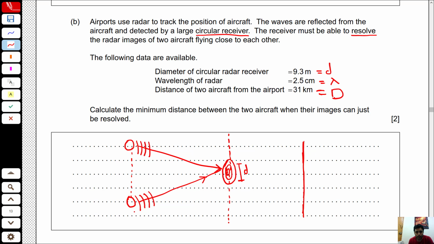here, and also this distance between the aircraft and the aperture is capital D. Okay, and the distance between the two aircraft, call it maybe 2s. Yeah, so it's very similar to the diffraction problem that we have done in the past. So call this distance 2s. Or you can say this is maxima, this is maxima. These two are like central maxima.